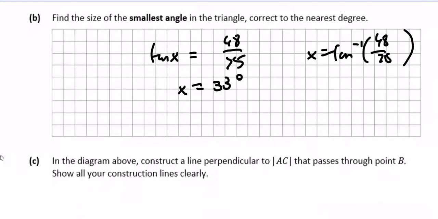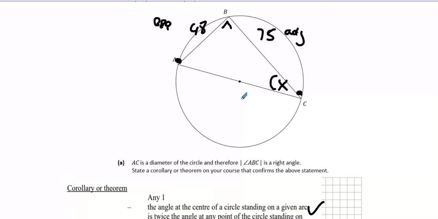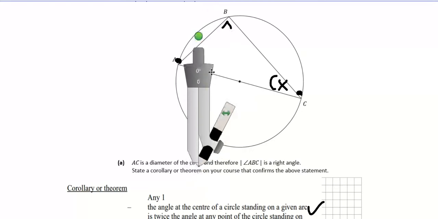In the diagram above, construct a line perpendicular to AC that passes through B. Construct all lines clearly. Construct a perpendicular line to AC that passes through the point B. Okay. Perpendicular to AC passes through B. Okay. So, I suppose what you could do first of all is do a perpendicular bisector to begin, and then draw a parallel line to that bisector. Will probably be your best bet.